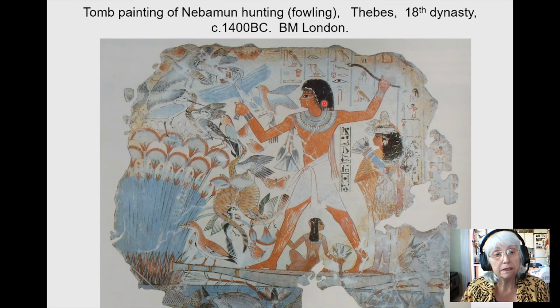Size-wise, the Egyptians did not use scale to show distance. They always showed the most important thing as the biggest thing in the picture, and things moved down in size accordingly. So our prince is the largest figure here. His queen, who might also be his sister behind him, is the next in scale.